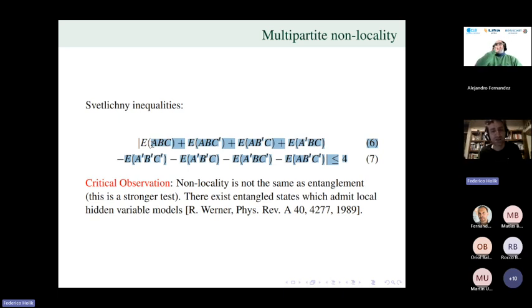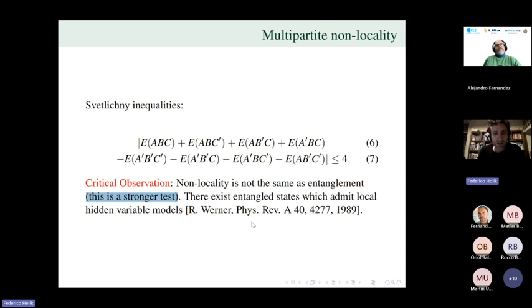Yeah, in general, and you know this, ion trap architectures perform much better than superconducting qubit architectures. This is because if you want to test this inequality, it is affected by different types of noise. Readout noise is important too, and readout noise is much stronger in superconducting qubits than in ion traps. This was my critical observation. Non-locality is not the same as entanglement, so this is a stronger test than just testing entanglement.